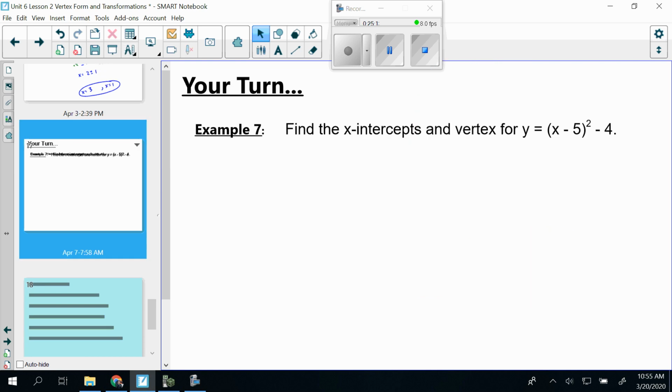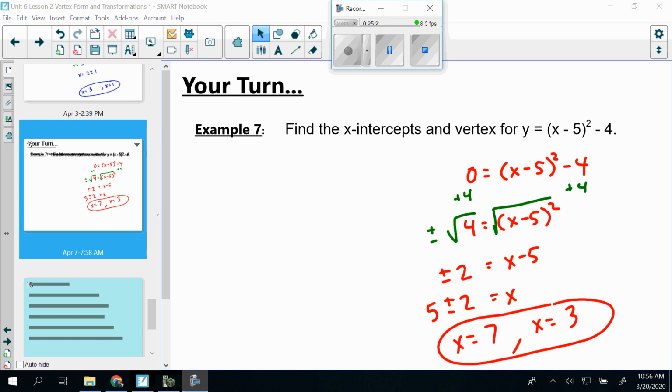All right, your turn on the last one here. See if you can find the x-intercepts on this one. Again, you want to put 0 in for y and solve. So pause it and see what you get. All right, let's see how you did here. If you put 0 in for y, first add 4 over. Then we want to square root to get rid of the square there.